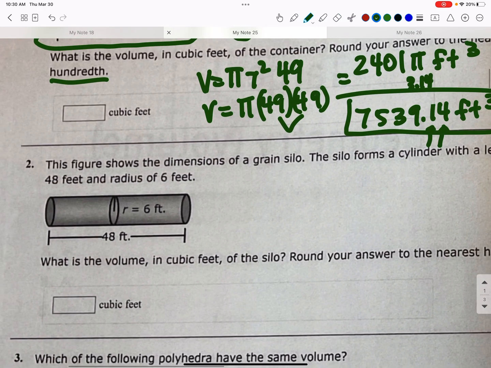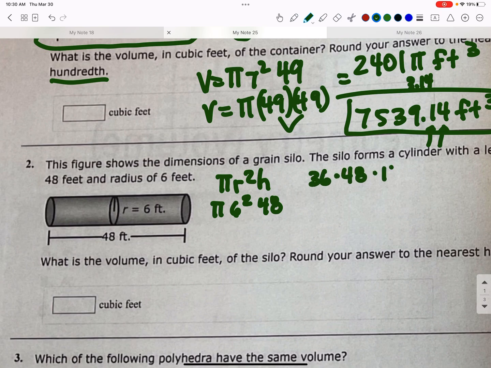It's a cylinder, right? So we take a circle, pi r squared, and we give it some height, times height. All right, so this time it's pi times 6 squared times 48, and we get 36 times 48 times pi. Those are the three things, 36, 48, and pi. 36 times 48 is 1,728 pi. That would be the answer if I was in 11th grade.